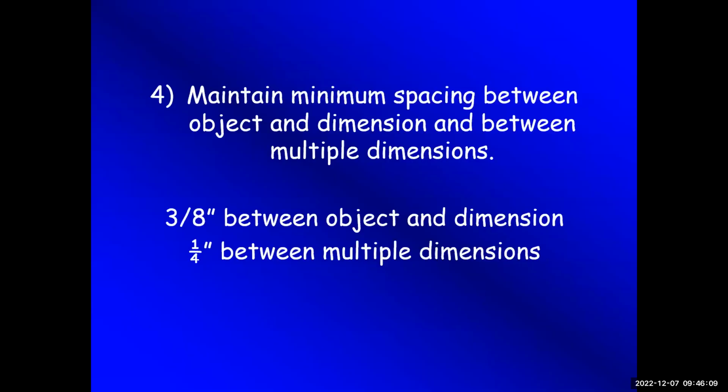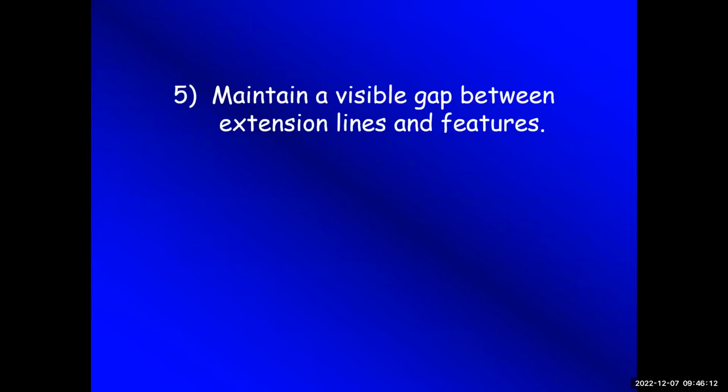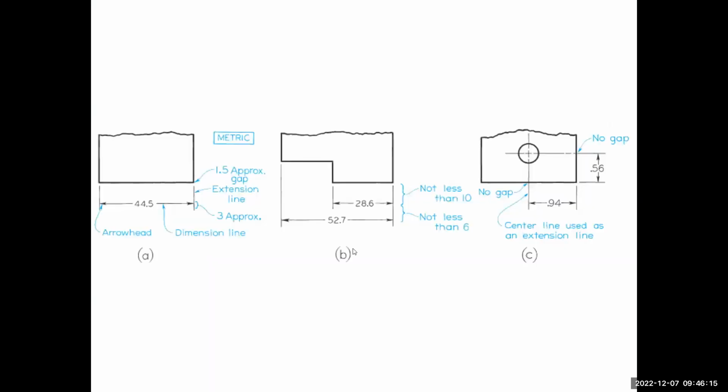All right, maintain your minimum spacing. Maintain a visible gap between the extension lines and the features. So we need this gap. It's important. Gap, gap, gap. All of that's good. No gap if you're crossing over the visible lines to get to the object. Here they're using a center line as an extension line. That's perfectly appropriate. This spacing is a little big. It's a little wonky. If you're talking about the metric system, not less than 10, not less than 6. So it's okay.